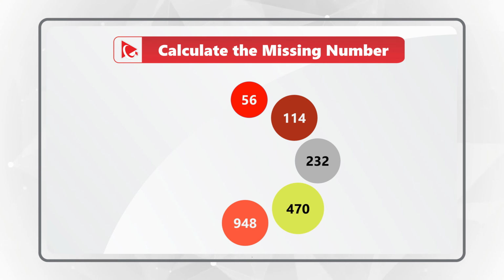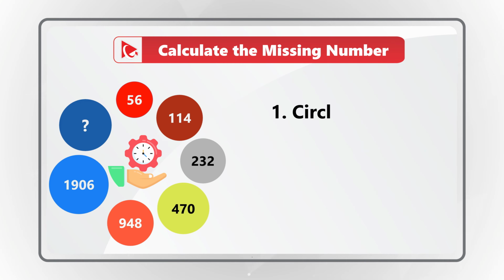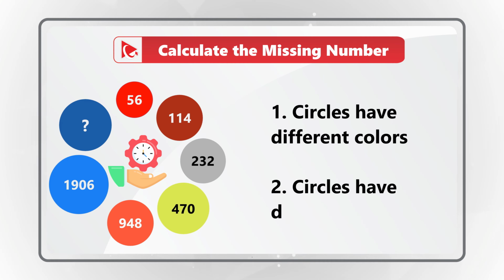Then follows the circle with the number 1906. And then comes the circle with the missing number. Do you see the answer? Give yourself a little bit of time to see if you can come up with the solution. What's interesting about this problem is that all circles have different colors, and some circles have the same size, and other circles have different sizes.